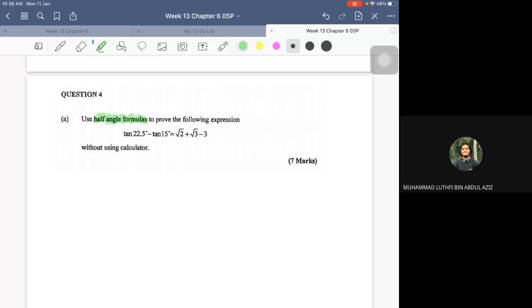Can you give me any idea? So kalau you jumpa soalan macam ni, sebenarnya apa yang you kena buat? You nak kena pakai apa sebenarnya? Special angle. Betul, kita kena pakai special angle. So how do we know that we have to use special angle?